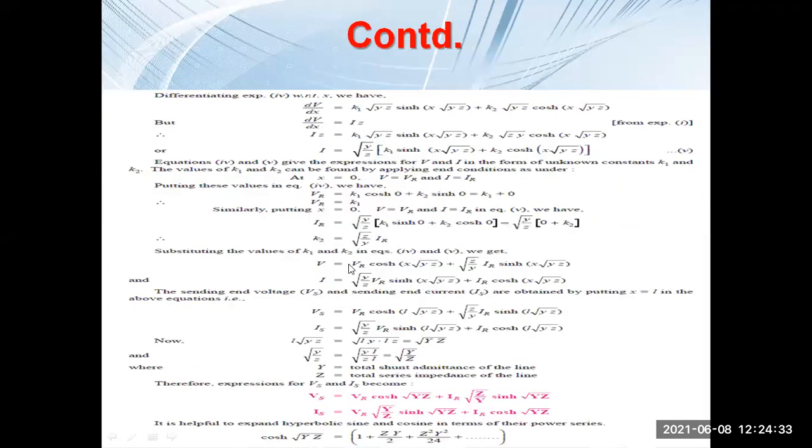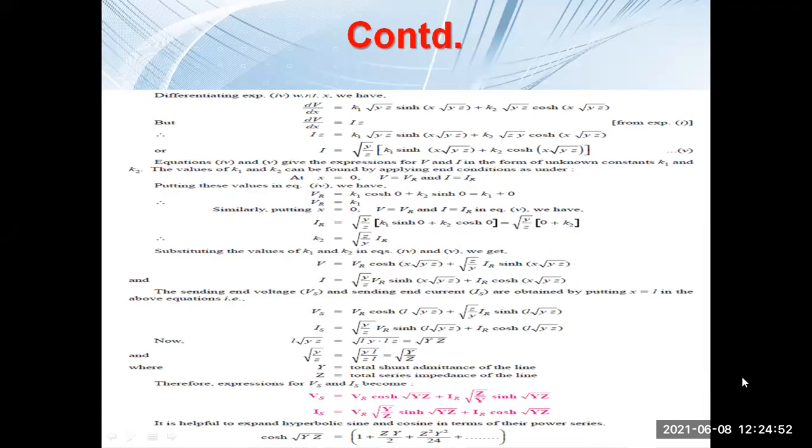We will substitute now k1 and k2. K1 we have got, that is k1 equal to VR, and k2 equal to square root of z by y into IR. So V equals VR into cos hyperbolic x into square root of yz plus square root of z by y into IR sine hyperbolic x into square root of yz.